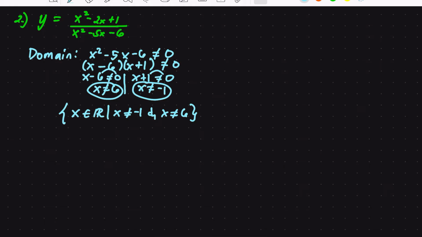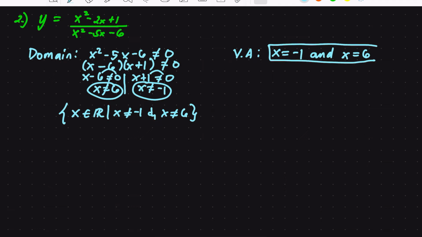Next, kapag na-determine natin ang domain, alam na rin natin i-determine ang vertical asymptote. So, paano yung vertical asymptote? Kung not equal dito, magiging equal doon. So, ang vertical asymptote natin ay x is equal to negative 1 and x is equal to positive 6. So, ito ang magiging vertical asymptote natin. Dalawa ang kanyang vertical asymptote.